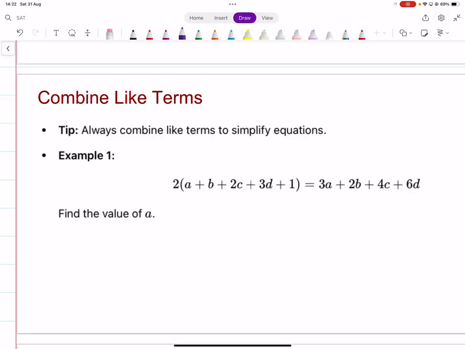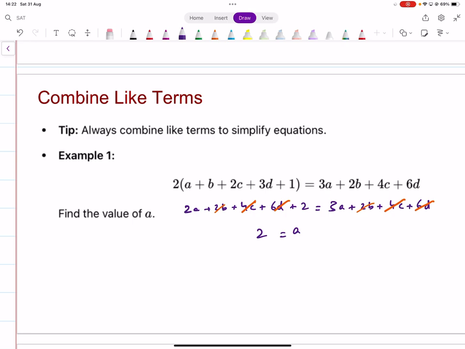So in this case, for instance, when you simplify this, what do you get? You get 2A plus 2B plus 4C plus 6D plus 2, that equals 3A plus 2B plus 4C plus 6D. And now when you take all terms to one side, you see what happens. 2B minus 2B, they will get cancelled. 4C minus 4C, that's also going to get cancelled. 6D minus 6D, that will also get cancelled. And what are you left with? 3A and 2A. You can take 2A to the other side, and that leaves you with A on the other side, and you get 2 from this, A equals 2.